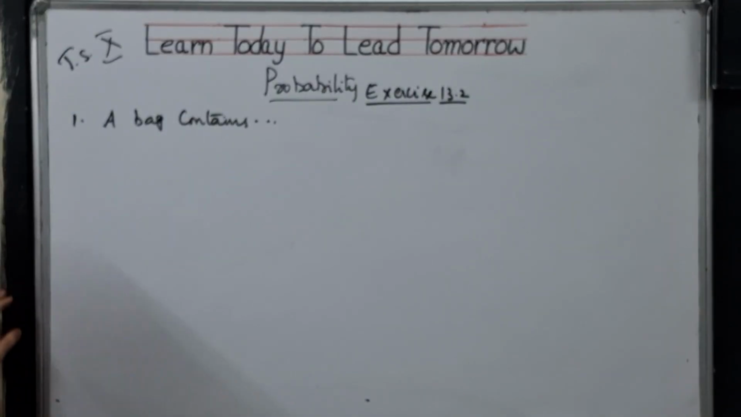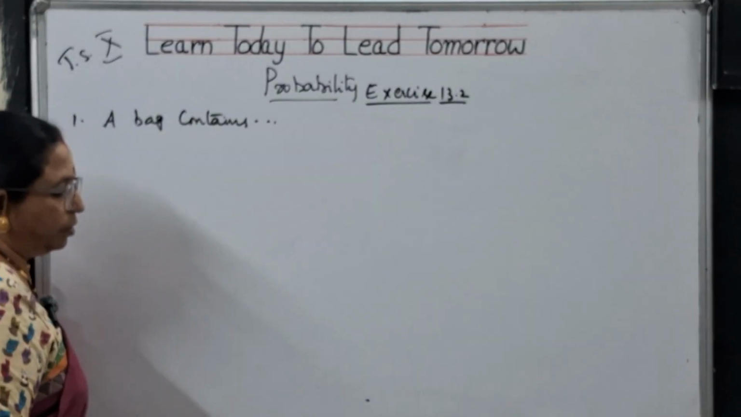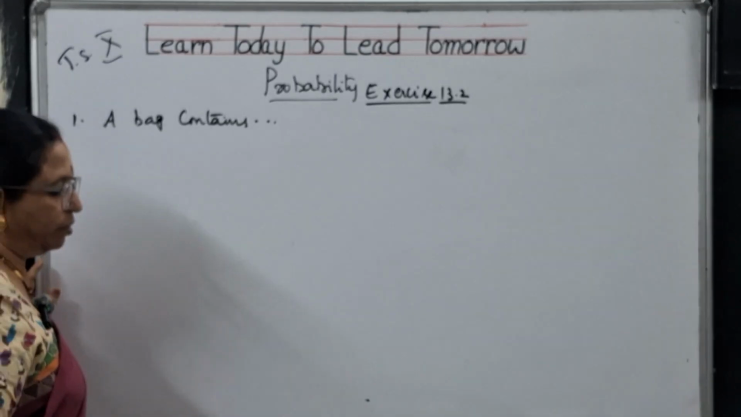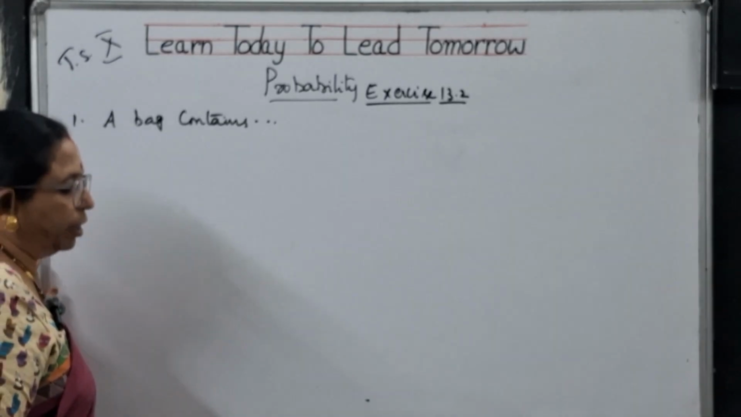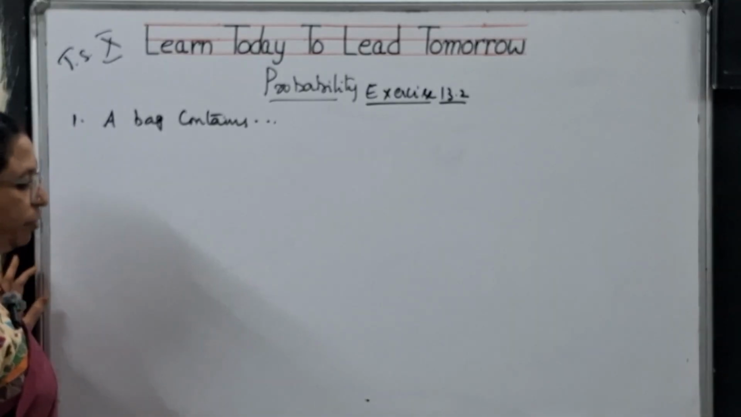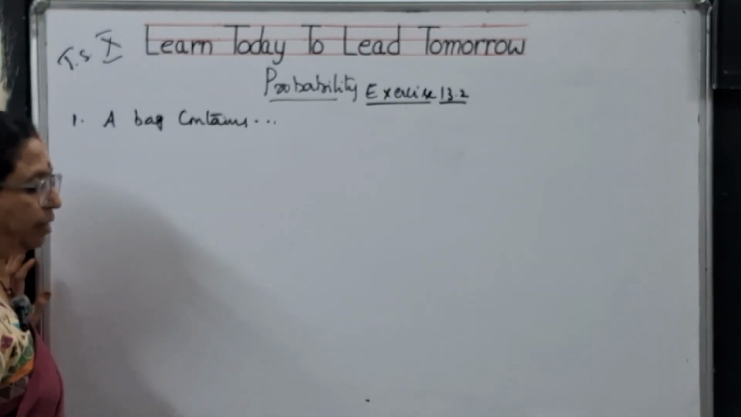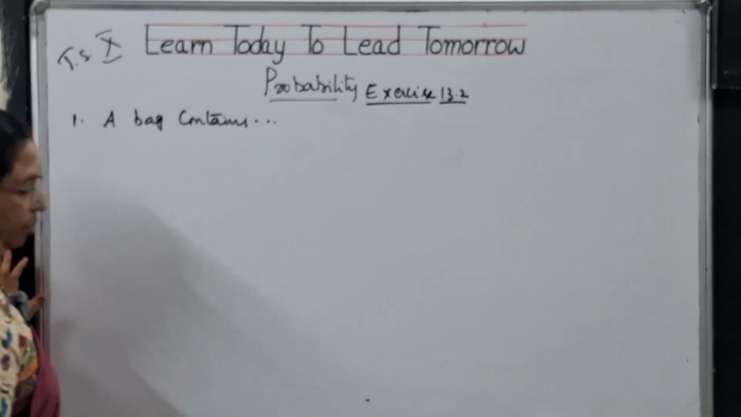Now exercise 13.2, first problem, children. A bag contains 3 red balls and 5 black balls. A ball is selected at random from the bag. What is the probability that the ball selected is red or not red?